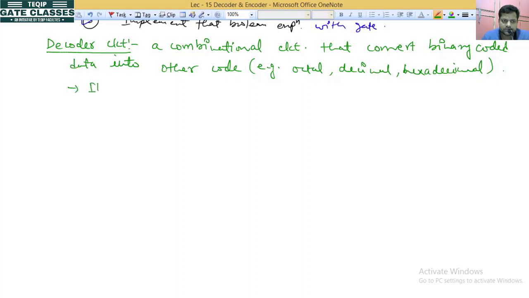It has n inputs. So for n inputs, how many combinations will be there? 2 to the power n. So it has n inputs and less than or equal to 2 to the power n outputs. Why is it less than or equal to?